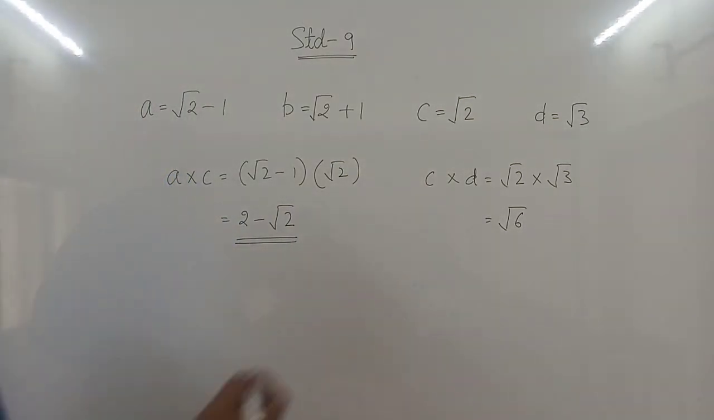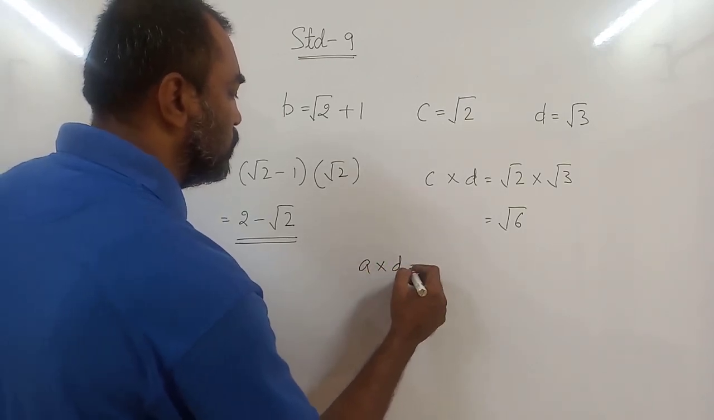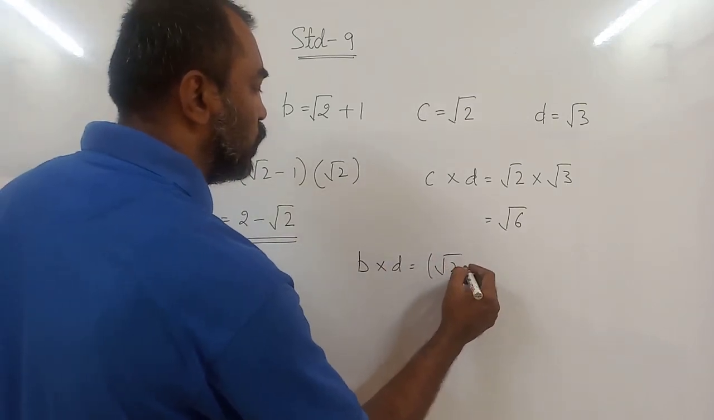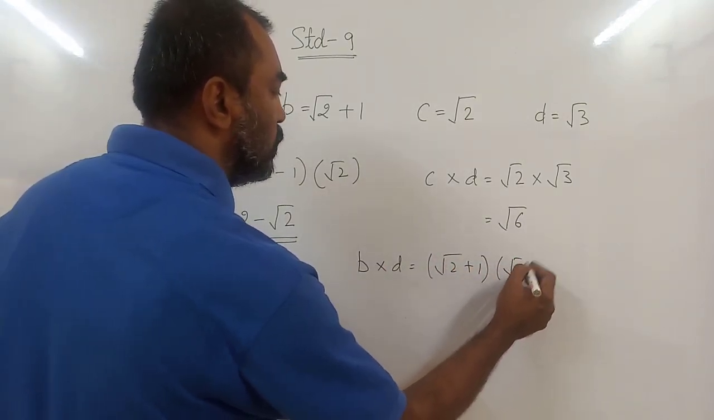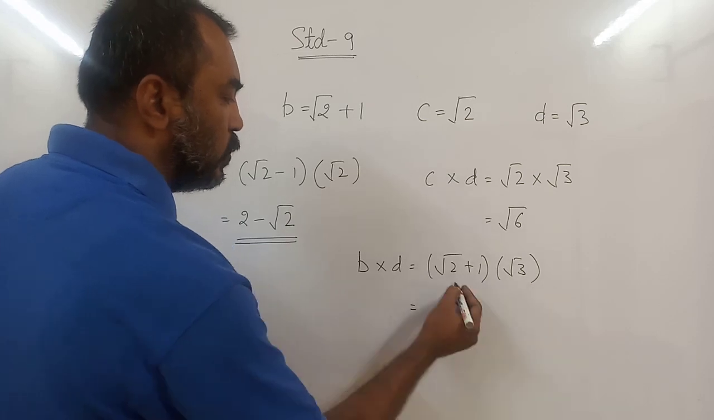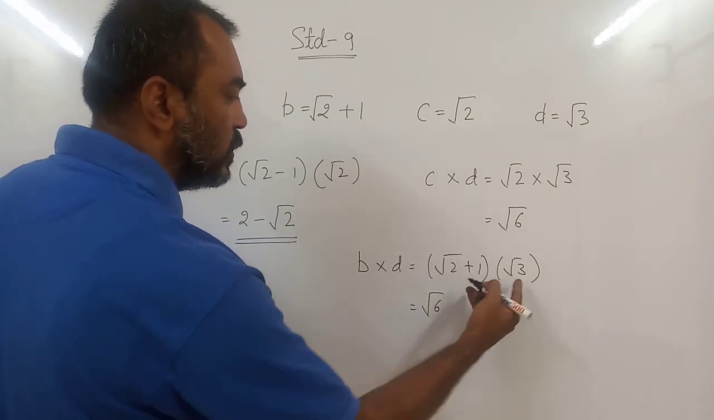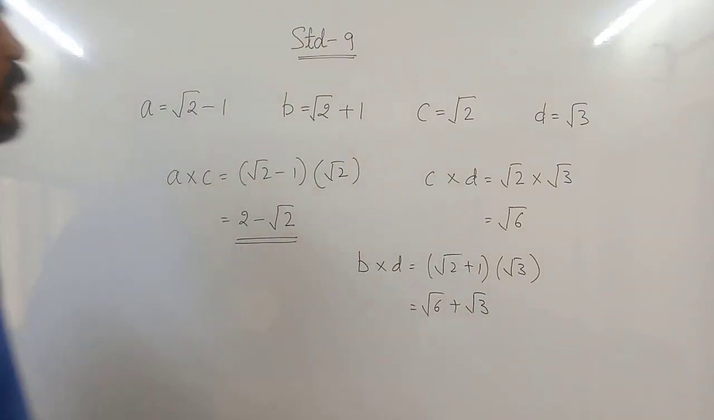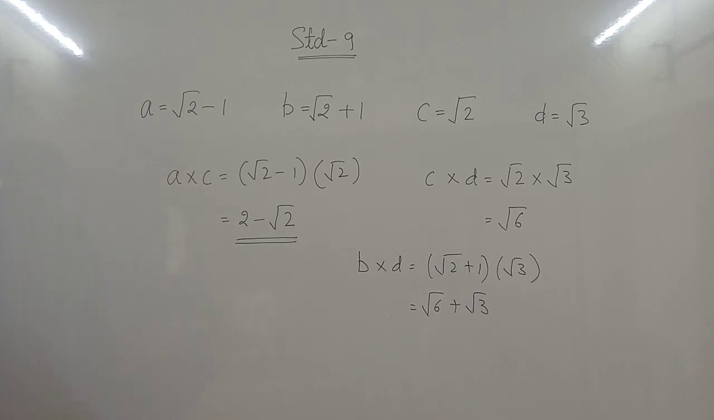Is it clear to you? We'll multiply B into D. B is root 2 plus 1 and D is root 3. So how do you open the bracket? Root 3 into root 2 is root 6, and root 3 into plus 1 is root 3. So I hope you have understood here that the mathematical operations on two irrational numbers may yield a rational number or an irrational number. Now we are going to make use of this property for some further sums.